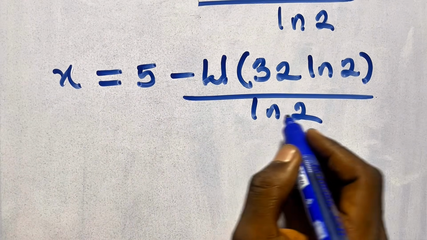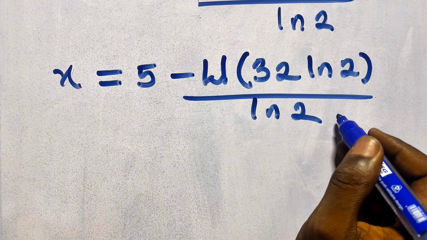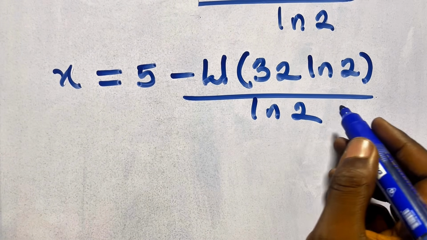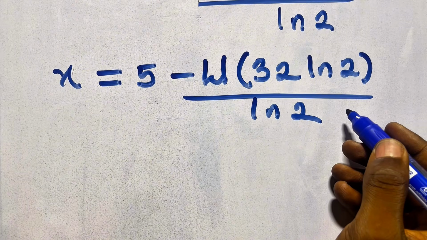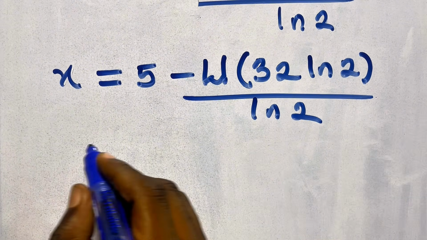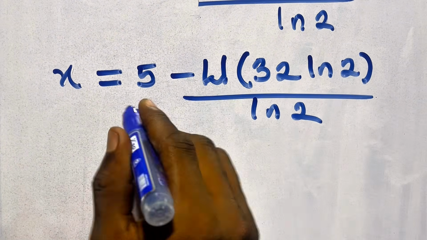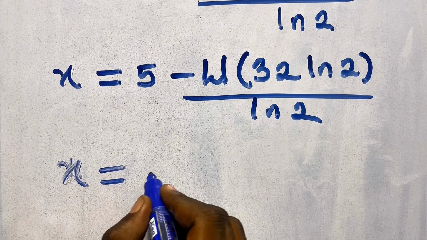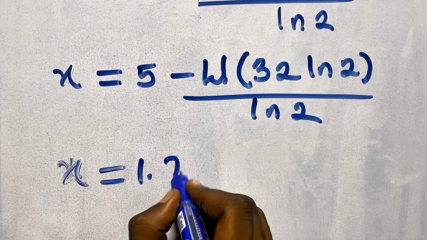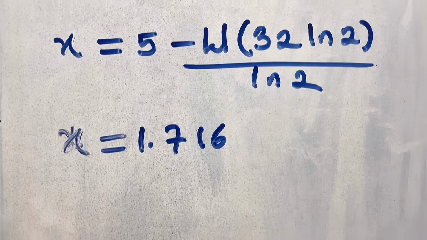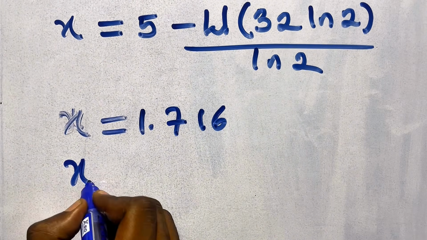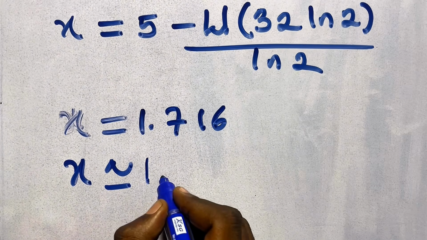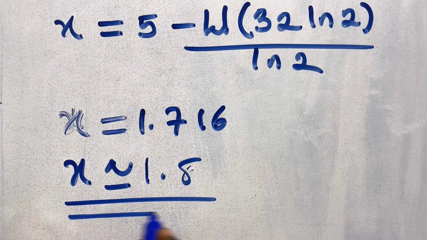So you can leave your answer like this. However, you can actually find the value of this using the Wolfram calculator and substitute your value, and you have your final answer for x to be 1.716. Possibly you can approximate your value of x to be 1.8. So this is our final answer.